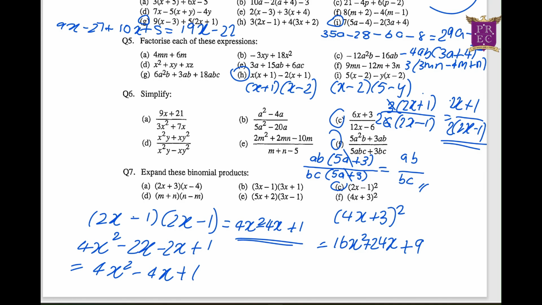Alright, those are the questions that we'll go through for Algebra Worksheet 4. You guys need to go through every other question and check your answers against the solutions in the next page. Okay?